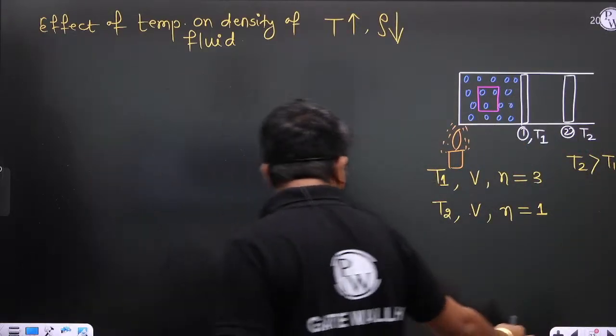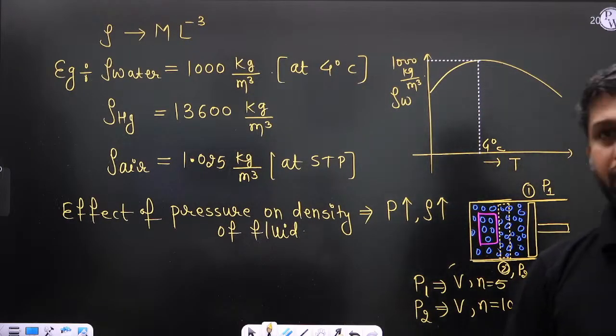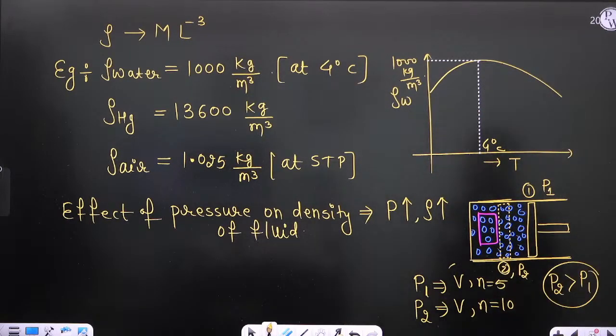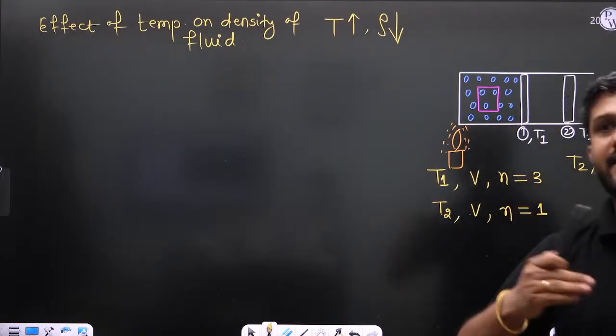Is it clear to everyone? Tell me. So, effect of pressure on density: when you increase the pressure, density increases, and when you increase the temperature, density decreases.